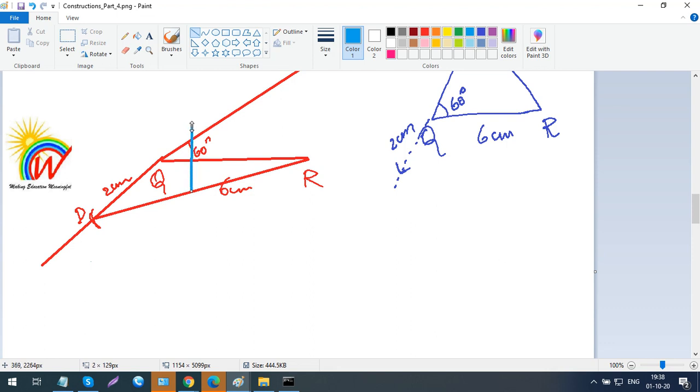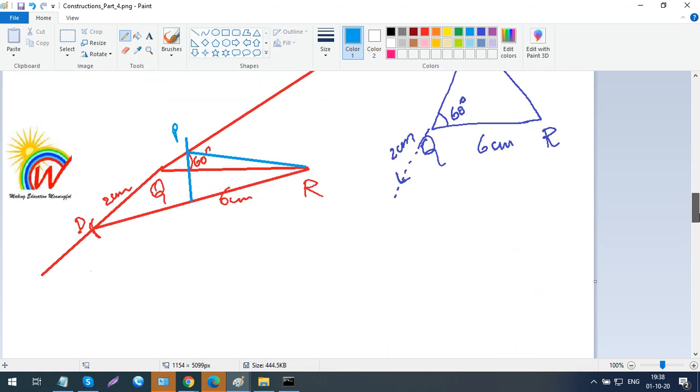Okay, actually it's not coming properly because I'm just doing a freehand drawing, but this is how you should do it. And then you'll have to join these two. So this PQR is your required triangle. Okay, so you write the steps of construction.